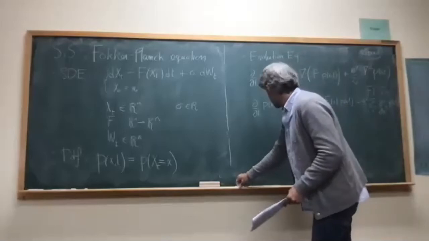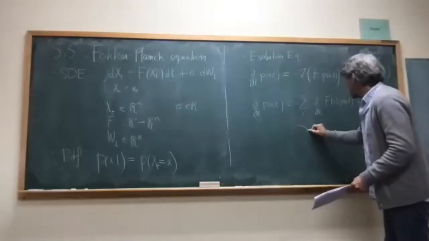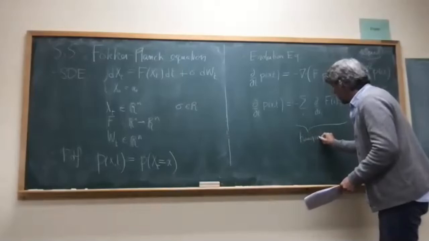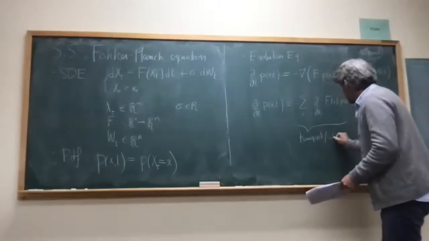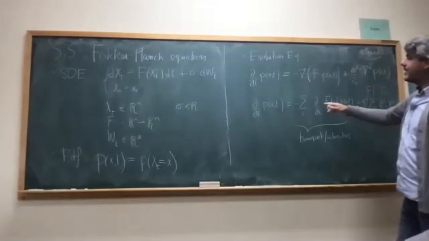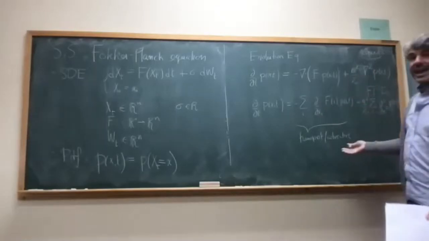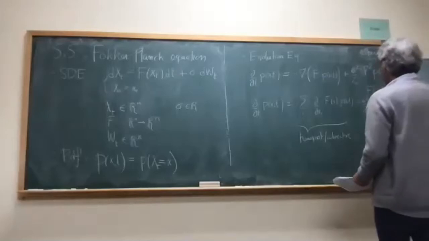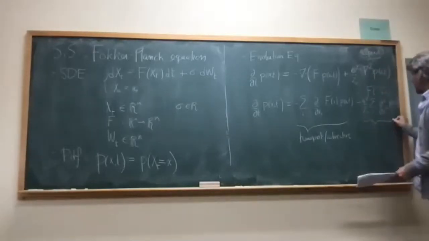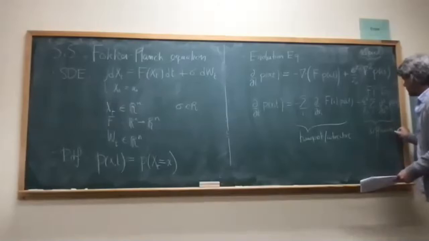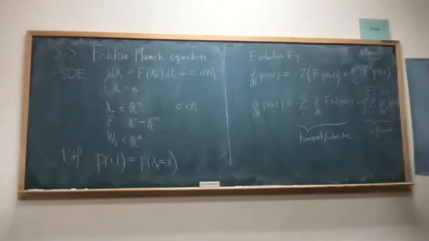So actually, this is important. This is what we call the transport, or the advective term. If you don't have any noise, this is the only term that you have, and this is what we call the Liouville equation. If you have noise, you have another term here, which is what we call the diffusion equation. The diffusion part of the equation.